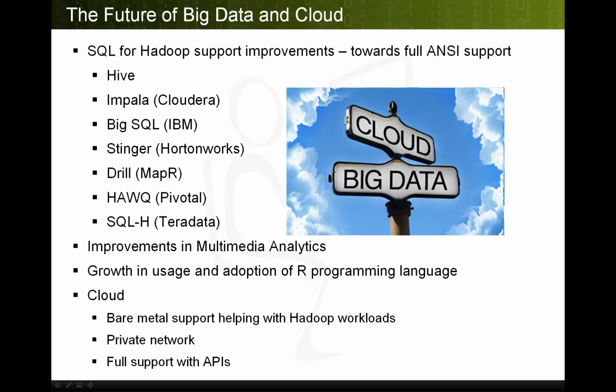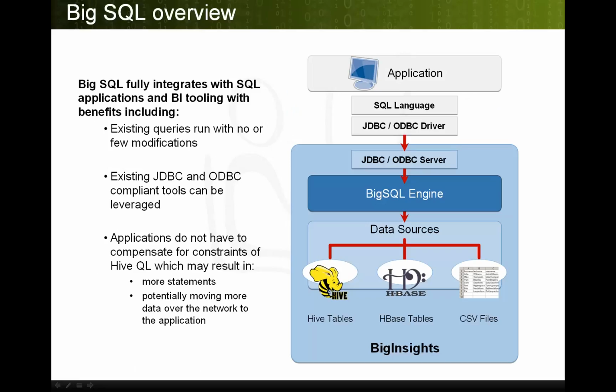Other areas for the future are improvements in multimedia analytics, growth in usage and adoption of the R programming language. IBM has just released Big R, integrated with streams and Hadoop processing. For the cloud, we can expect bare metal support, helping with Hadoop workloads, private networks, full support of APIs.